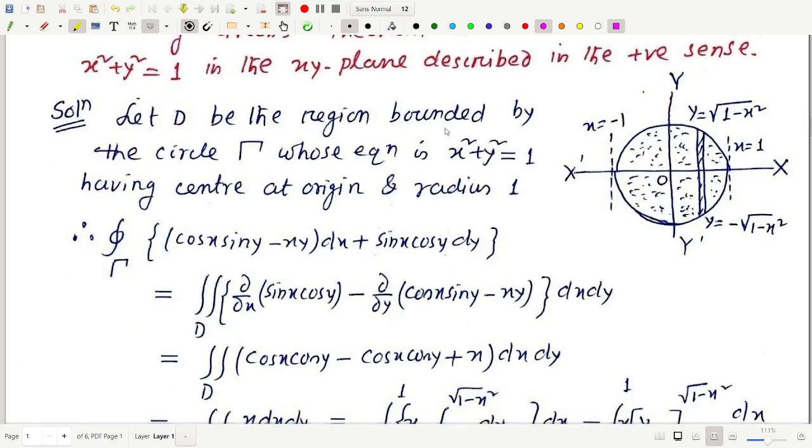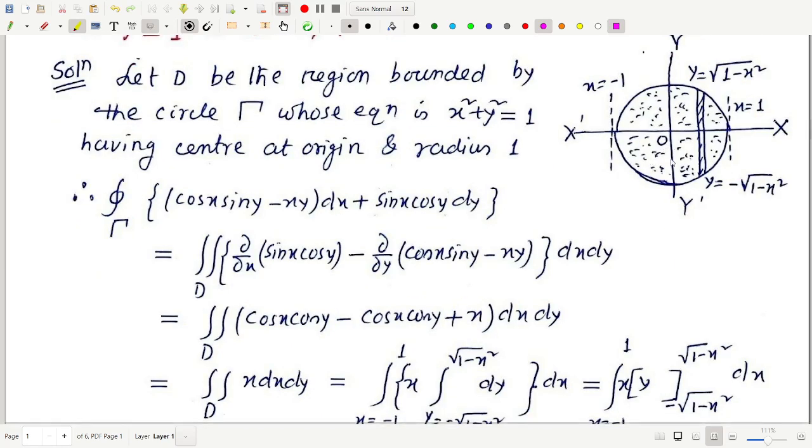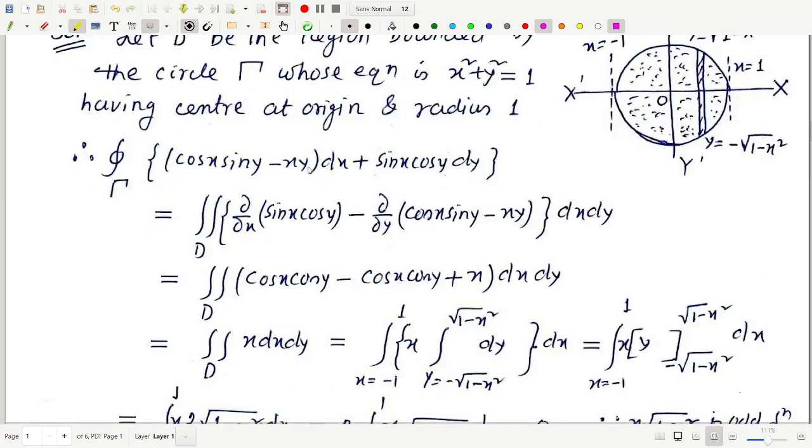So let D be the region bounded by the circle gamma whose equation is x square plus y square equal to 1, having center at origin and radius 1. Okay, now this given line integral is of the f dx plus g dy form, so we shall write it in Cartesian form. So double integration over D is equal to del g by del x, g is here coefficient of dy, sin x cos y, so del by del x of sin x cos y minus del y of f, f means here cos x sin y minus xy, given dx dy.